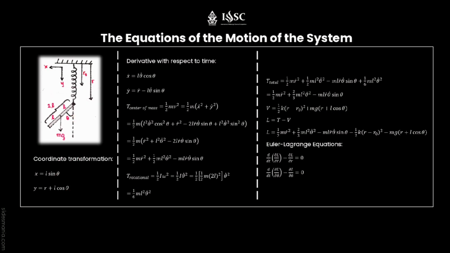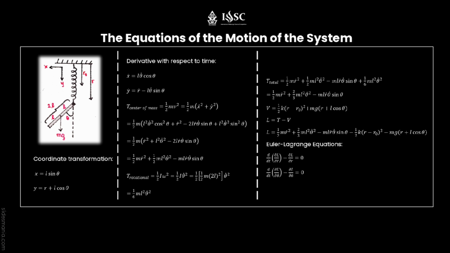Now, we look for the equation of motion of the system. First, we find the coordinate transformation, which is x equals L sin theta and y equals r plus L cos theta. Then we take the derivative with respect to time, which is x dot equals L theta dot cos theta and y dot equals r dot minus L theta dot sin theta.